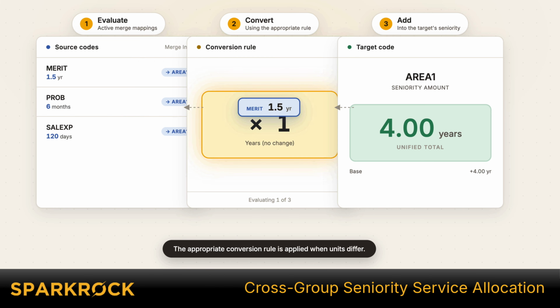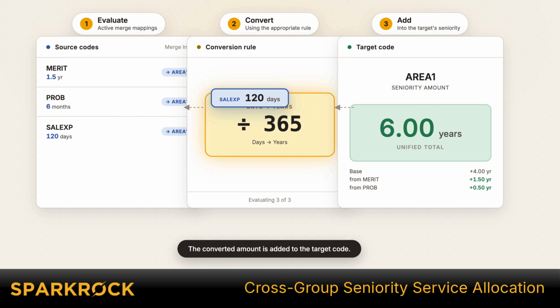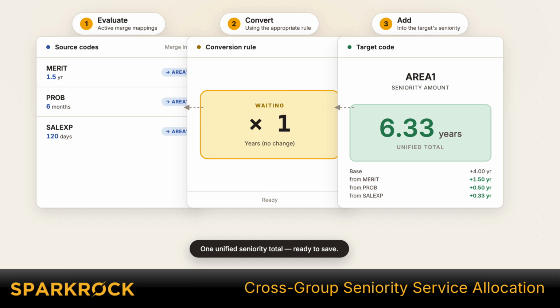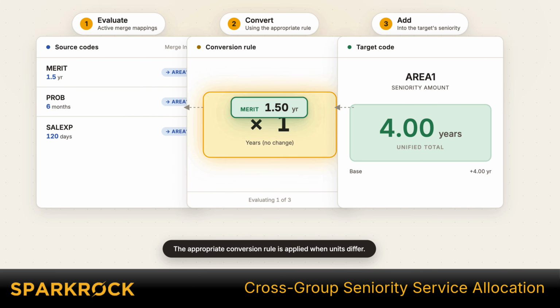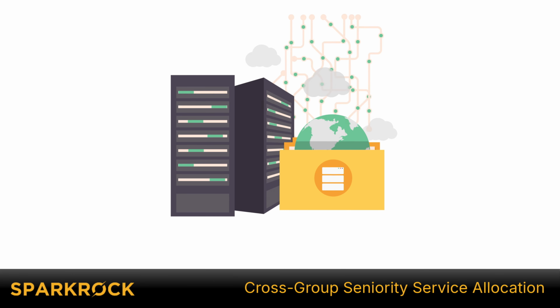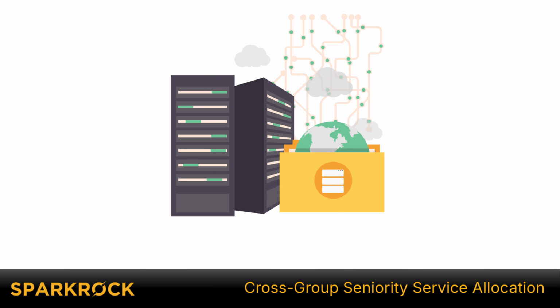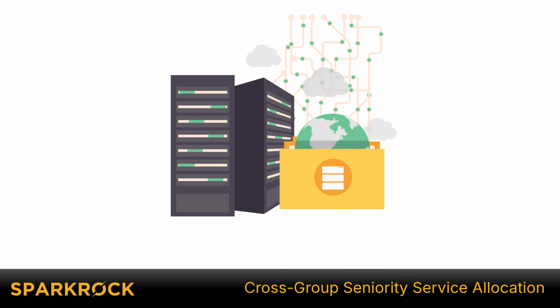For groups and codes where it is enabled, the system evaluates the active merge mappings, converts the seniority values using the appropriate conversion rule if the units differ, and then adds the converted amount to the target group's seniority. And everything is tracked. Each allocation is recorded in a history log, so you have a full audit trail of what was carried over, from where, and what conversion was applied. Let's walk through how to set it up.